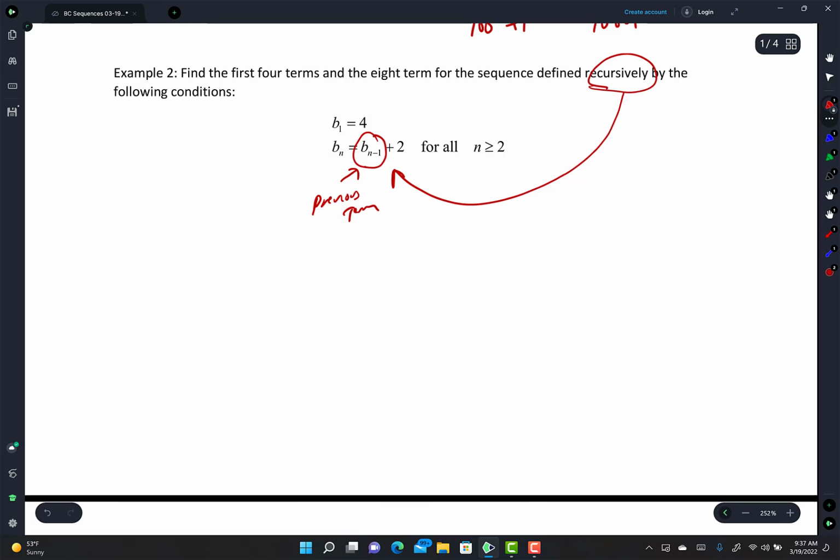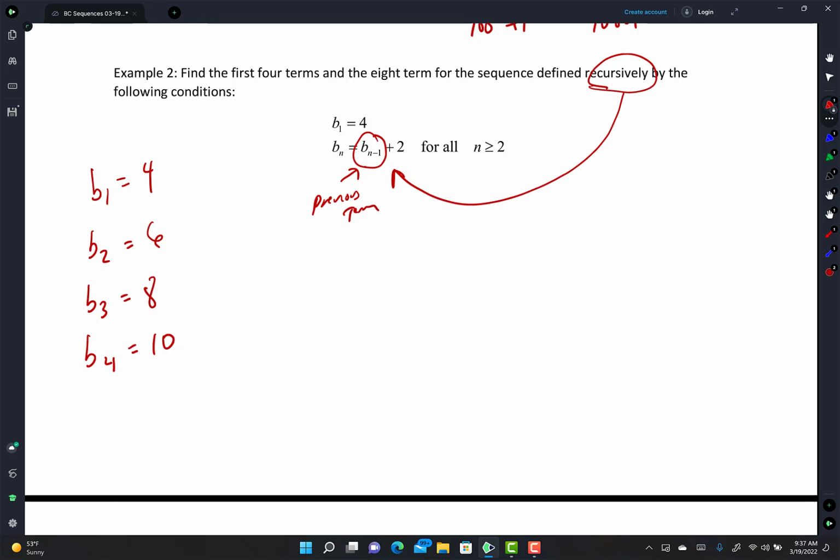All right, so here we go. Find the first four terms and the eighth term. Well, they already gave me the first one. B of 1 is 4. B of 2 is, well, let's see, I take 4 and I'm going to add 2. So what's that? 6. B of 3 is 8. B of 4 is 10.